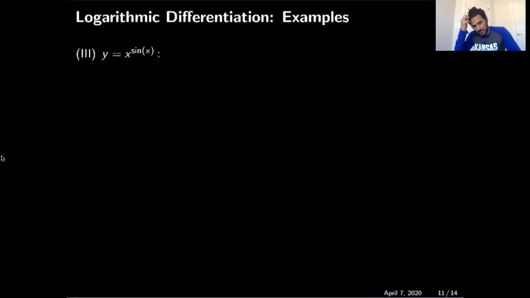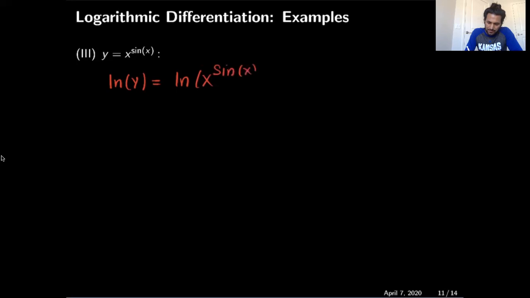My next example is calculating the derivative of x raised to the power sine x. Again, we will begin by taking the log on both sides. So this will be the natural log of x to the power sine x. Since this is in the exponent, flip it over the log. So it's going to be sine x times natural log of x. So this is the natural log of y.